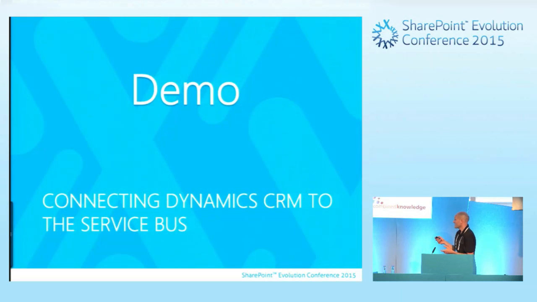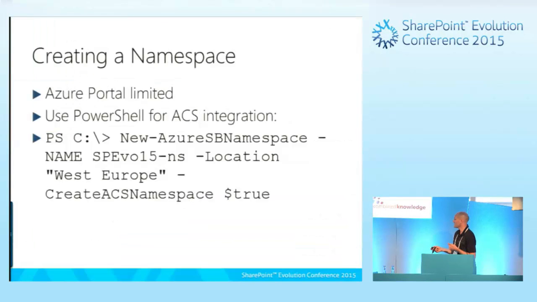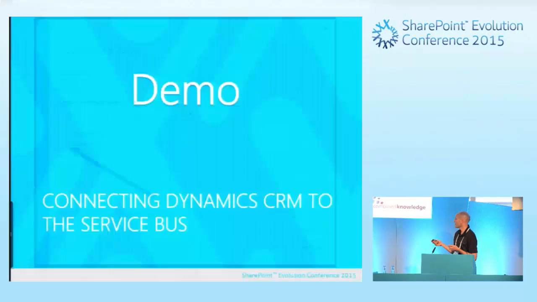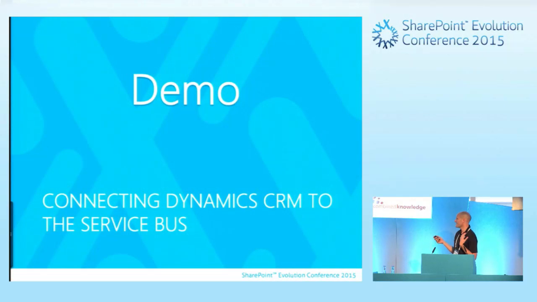Okay, so that's how you set up the namespace. Basically use that PowerShell, and then you create a topic. And the next thing is you want to connect Dynamics CRM to the service bus. So Dynamics CRM in this example is going to be our source system. It's going to be where we have our clients, our accounts, things like that, and we want to connect that up so that our other systems can subscribe and act on the messages.